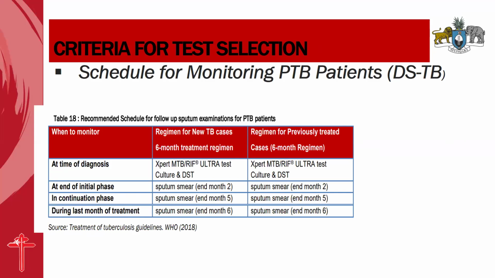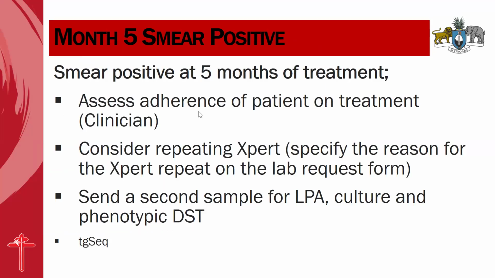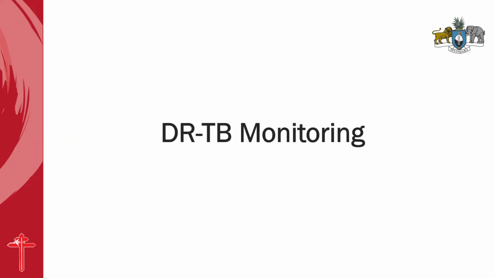On the treatment, which is clinically, we have tried the GeneXpert. You have to specify the results of the GeneXpert, and then also send a second sample for LPA and culture. And then there's also the targeted sequencing. There are those cases where patients default, or the symptoms still persist even after the treatment. Those cases need sequencing, since there's targeted sequencing now at the NTRL.